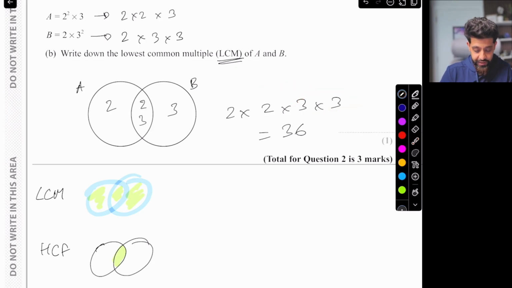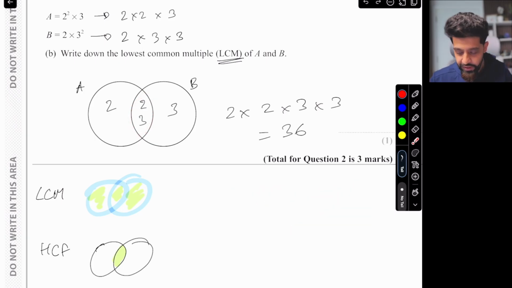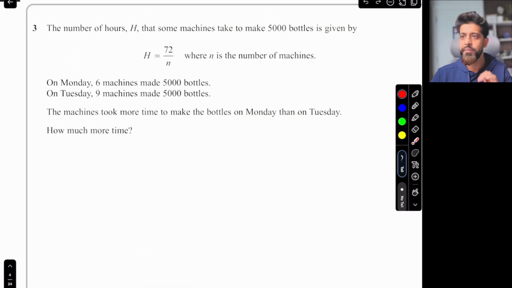All right, and if you were asked to do the HCF, it would just be 2 times by 3, which is 6. So the HCF in this question would be 2 times by 3 equals 6. Okay, and that's how you find the HCF. Right, moving on. Question number 3.